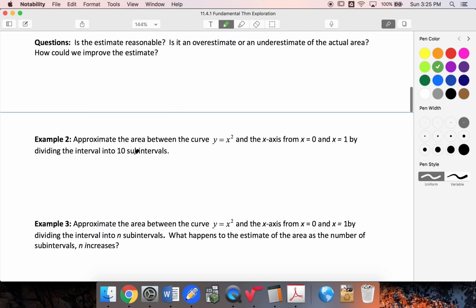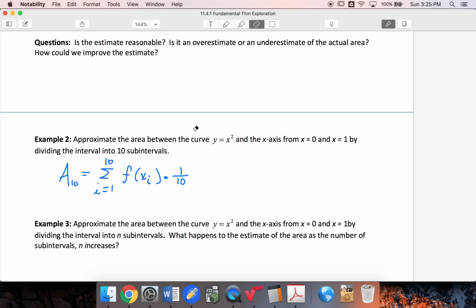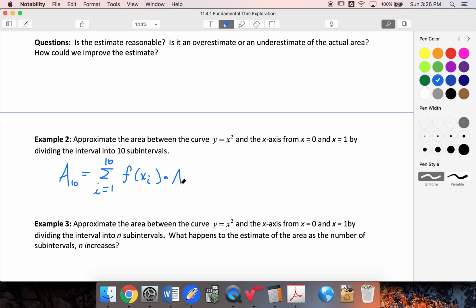let's think about if we made 10 subintervals. So if we made 10 subintervals, our area of 10 rectangles would be the sum from 1 to 10. The height would be f of x sub i, so plugging in my different 10 x values, not the numbers 1 to 10, but instead 0.1, 0.2, 0.3, etc., times my width, and my width here, my delta x, is going to be 1/10. Because I still have a distance of 1, now I'm dividing by 10. So this, in more general terms, is my delta x.